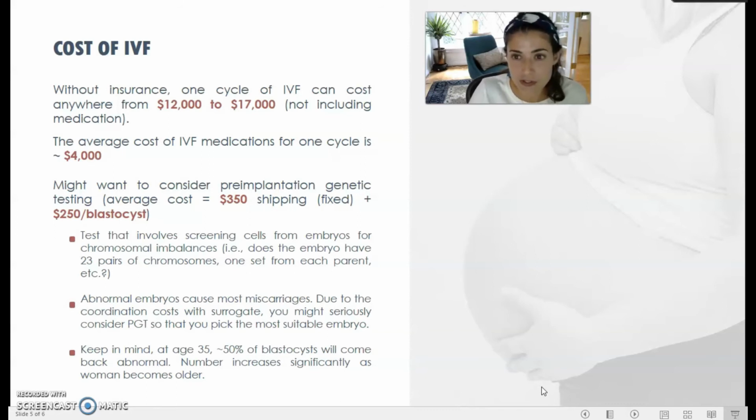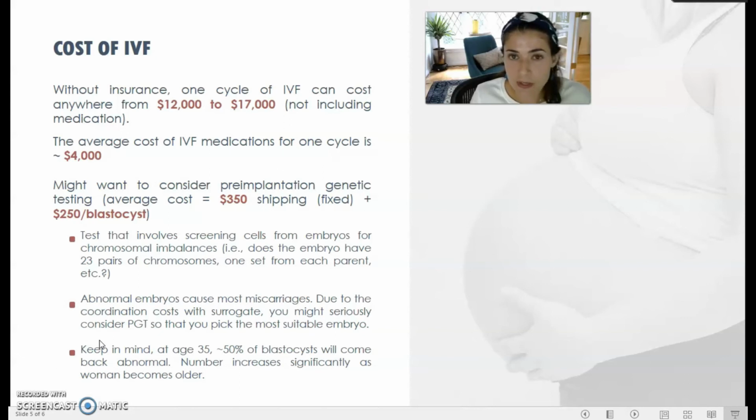So without insurance, 1 cycle of IVF is somewhere between $12,000 and $17,000. And this is not including medication. If you're going to include medication in that price, then on average, you would add an additional $4,000. And since we're talking about the cost of IVF, one thing to consider is the cost of pre-implantation genetic testing, otherwise known as PGT.